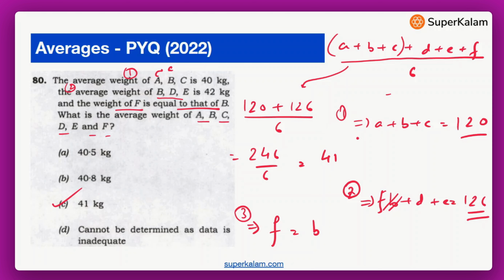Here, A plus B plus C divided by 3 is equal to 40 was the average, and this gave us the first statement. Then we had B plus D plus E divided by 3 is equal to 42, and through this we got B plus D plus E is equal to 126. And this statement got us F is equal to B. So from this we could get the second part, which was required while we were calculating the average. I hope you have understood it. It was quite an easy, scoring question.